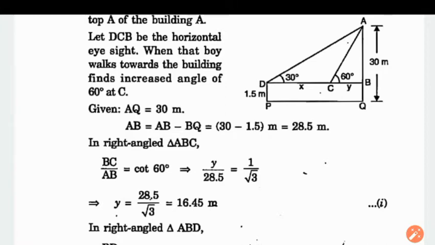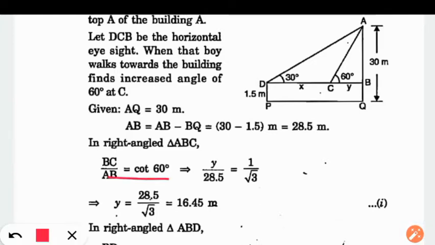We have tan and cot. Tan is the ratio of perpendicular by base, and cot is the ratio of base by perpendicular. Both are reciprocal to each other, right? So, we can use tan or we can use cot. So, I have used cot.